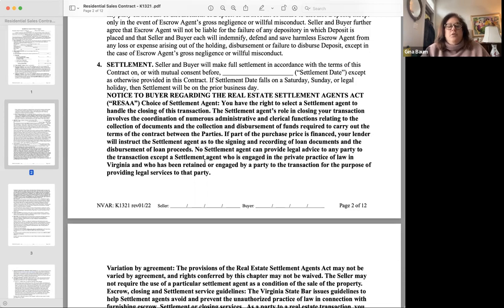No settlement agent can provide legal advice to any party of the transaction except a settlement agent who is engaged in the private practice of law in Virginia and who has been retained or engaged by a party to the transaction for the purpose of providing legal services to that party. Okay, so what that last paragraph is saying is that we can't use Universal Title or MBH if our clients need representation. They actually have to go to an outside source that practices real estate law and use an attorney for purposes other than settlement. So if there's some sort of disagreement.